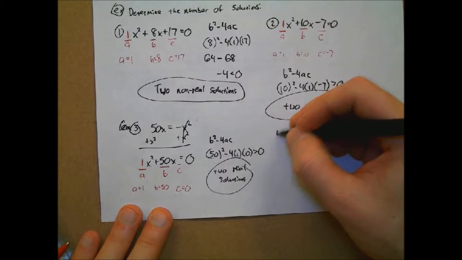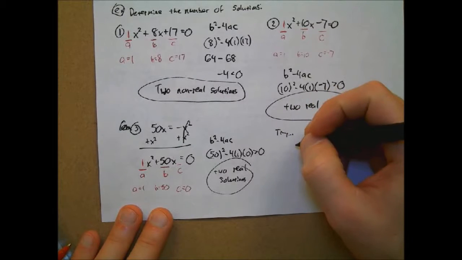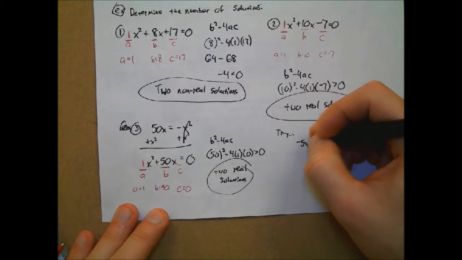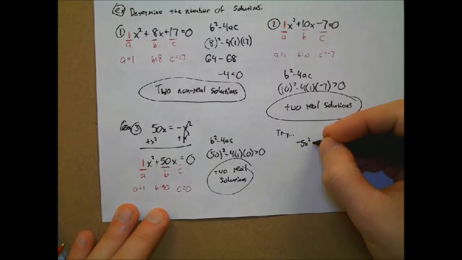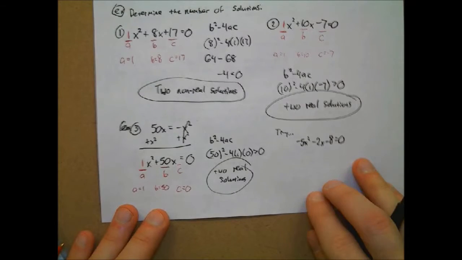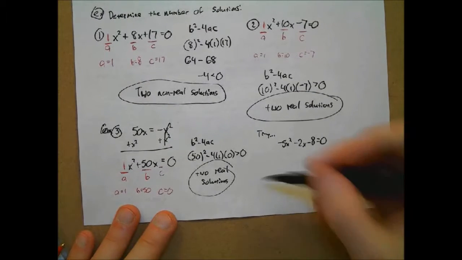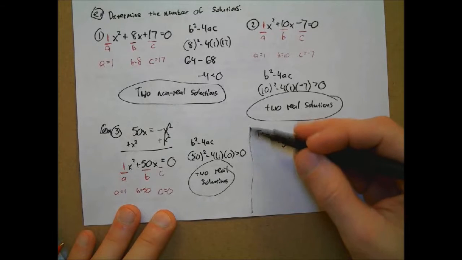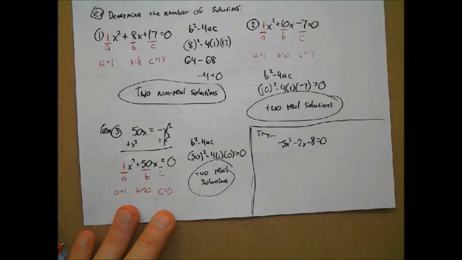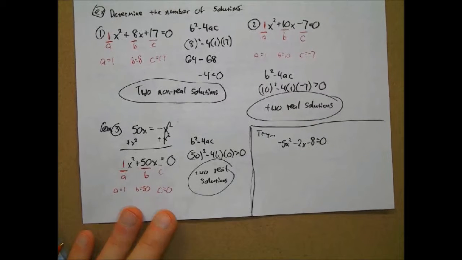All right, here's one for y'all to try. Try negative 5x squared minus 2x minus 8 equals 0. Again, just use the discriminant there. Go ahead and try that real quick. See what you come up with. Identify your a, b, and c, and give me a solution.